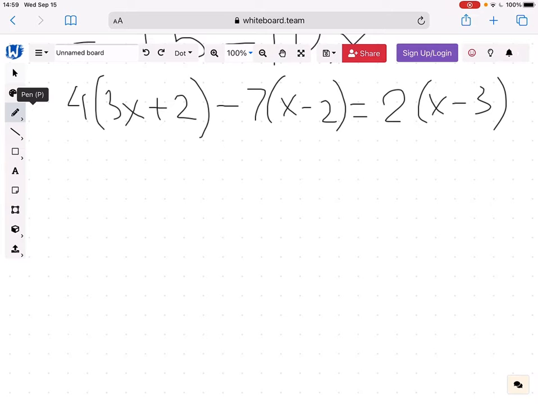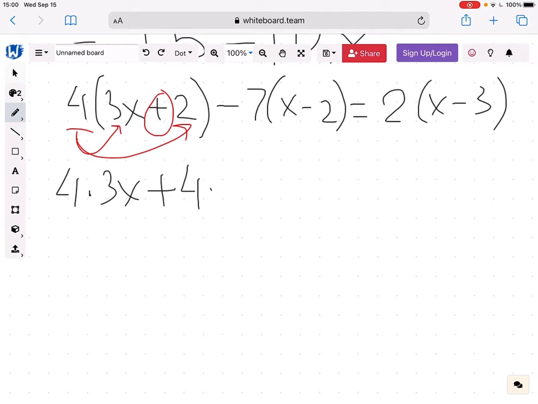So the first parenthesis, using the distributive rule, we multiply 4 by 3x. Then we have a plus sign, and then we take 4 times 2, right? So we get 4 times 3x plus 4 times 2, okay?